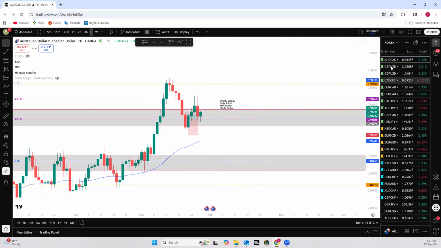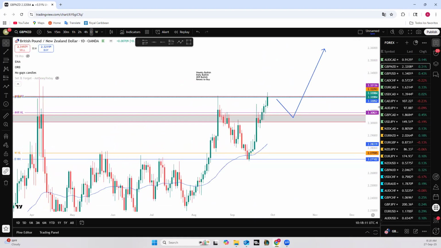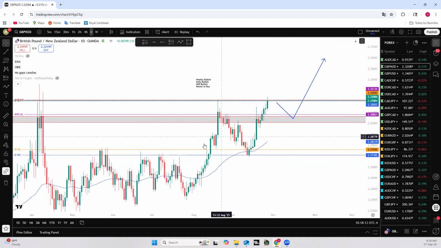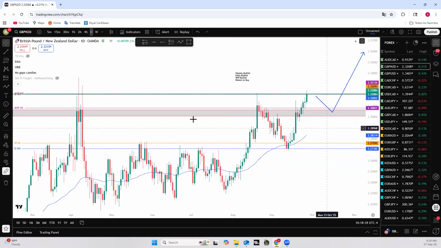This week I focused on buying or selling only with the trend, the daily or the weekly trend. I didn't look at any counter-trend trades. And GBP NZD, this one I got as a buy because everything is bullish.